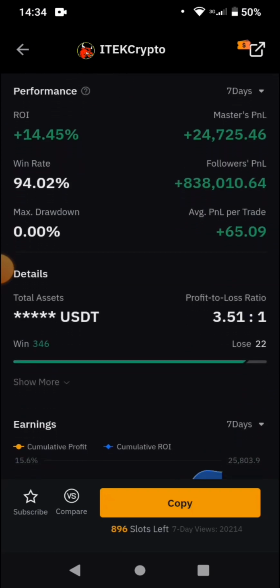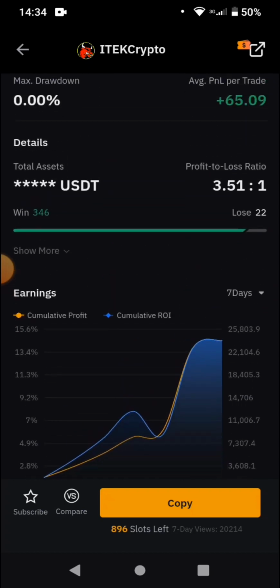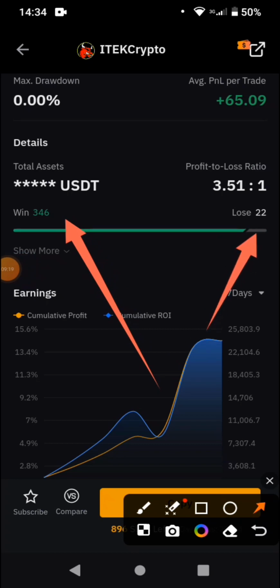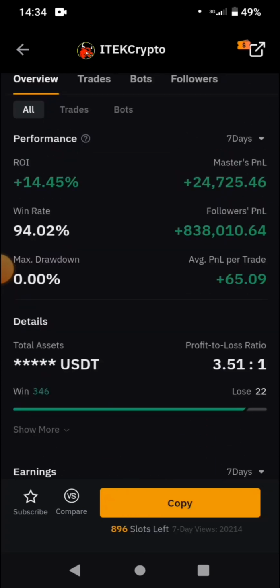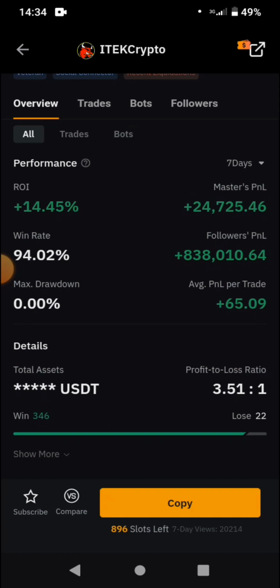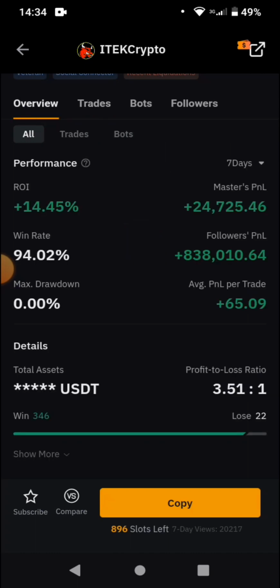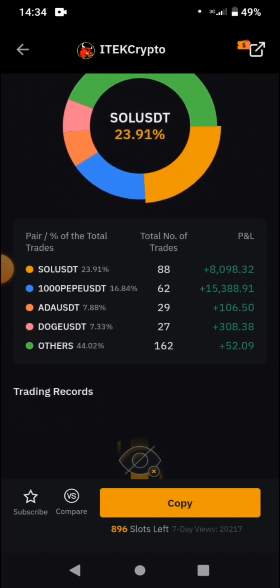This guy has a winning rate of 94. It took 346 trades, right? Let me point to that area. You see 346 trades, he lost 22, and he has won the rest, which is good. These are the things you need to look out for before you copy someone. You can also tap at the top here. Some traders show their trades, but this one is hiding the trades. You can see the previous trades. He or she is trading Solana USDT.